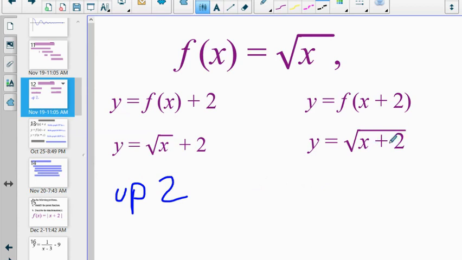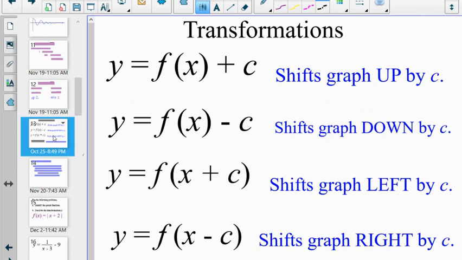And then that x plus 2 replacing the x inside the function, the square root of x versus the square root of x plus 2. We saw that this is going to move the graph to the left by 2. Plus 2 feels like it should move to the right, but we saw that it moves it to the left. So your rules cover all 4 of the cases.